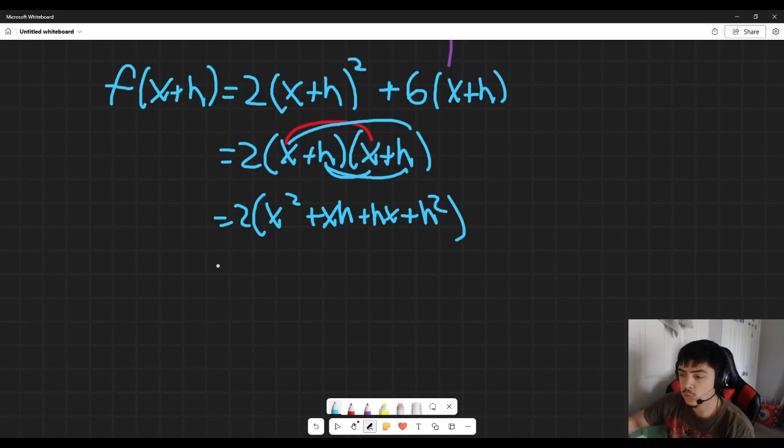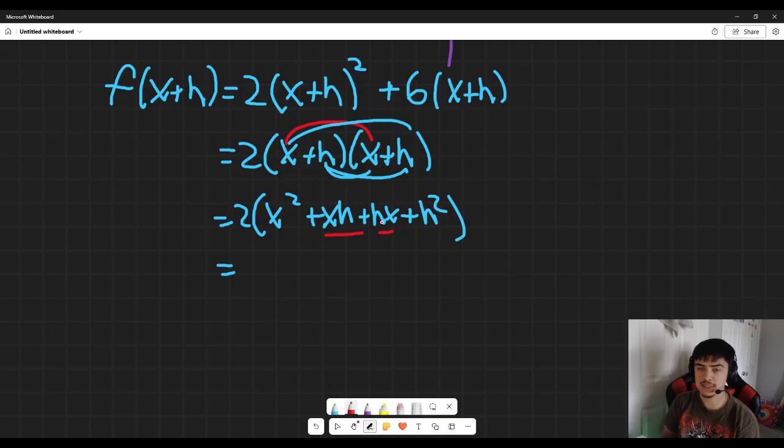And there we go. Then we can see we have a common term here, xh and hx. Multiplication goes both ways. So x times h is the same thing as h times x. So we can actually write this as a 2xh, since we have 2 of them. These are the same things.